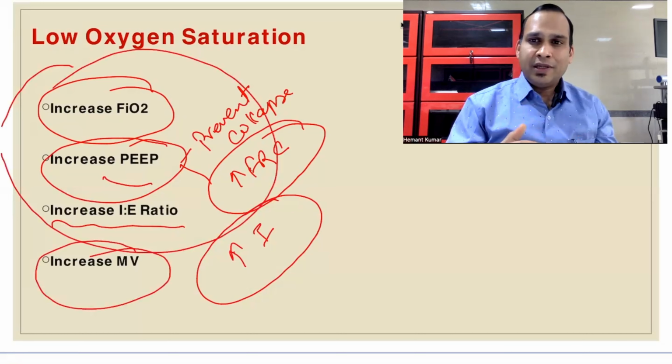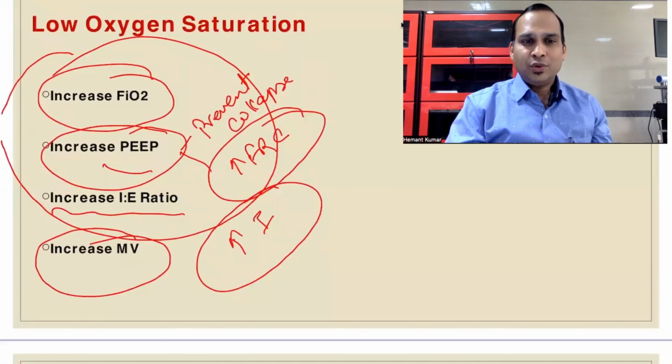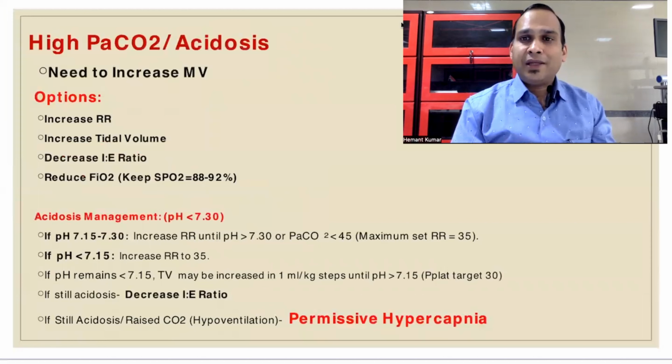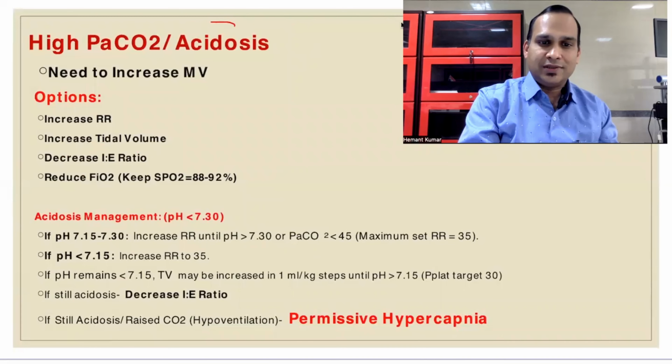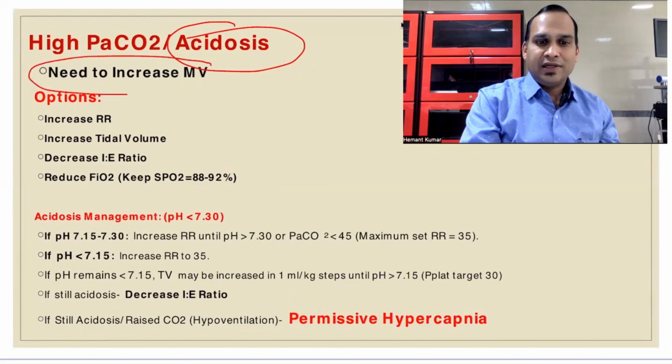By increasing minute ventilation, by how? By increasing tidal volume or respiratory rate. So this is the method to increase oxygen saturation. If the patient is having hypercapnia or acidosis, and we know that to relieve hypercapnia, we have to increase minute ventilation.